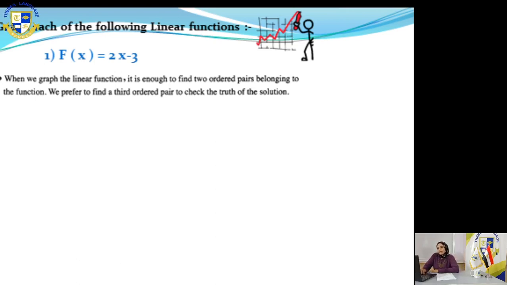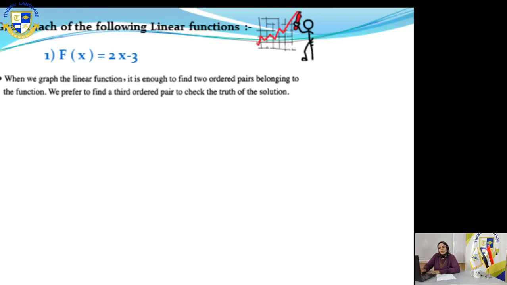For example, let x equal negative 1. We will replace any x by negative 1. Take 1, take 0, take 2, as you like. Take 2 points to represent the linear function. We have here some examples.